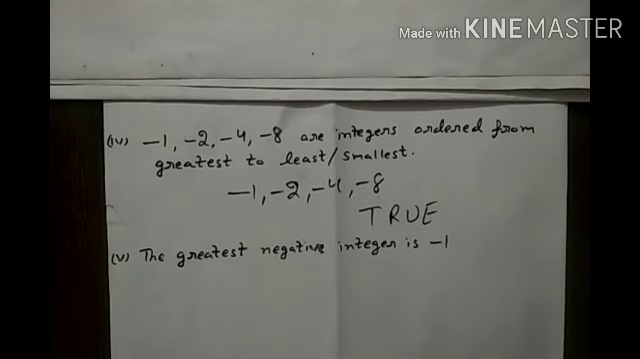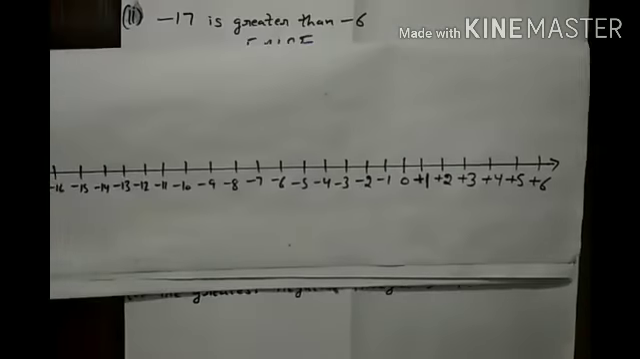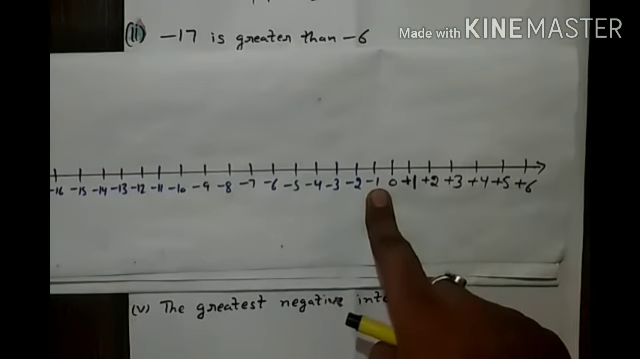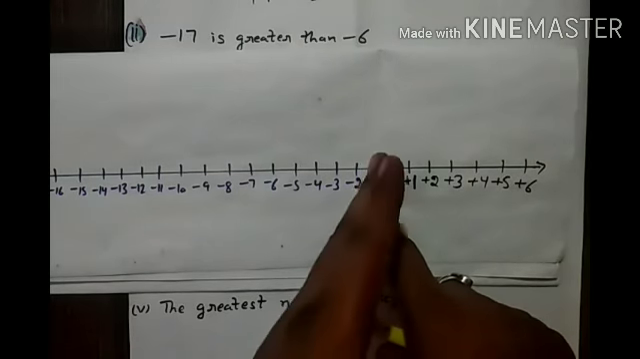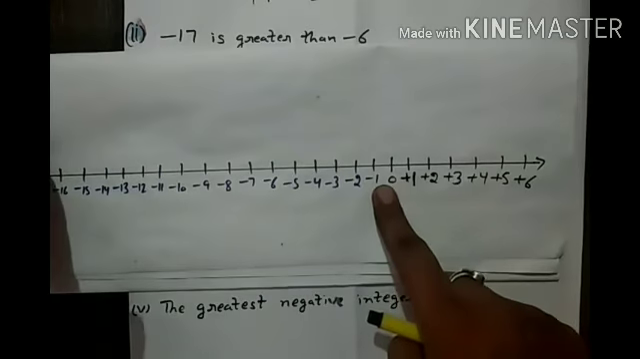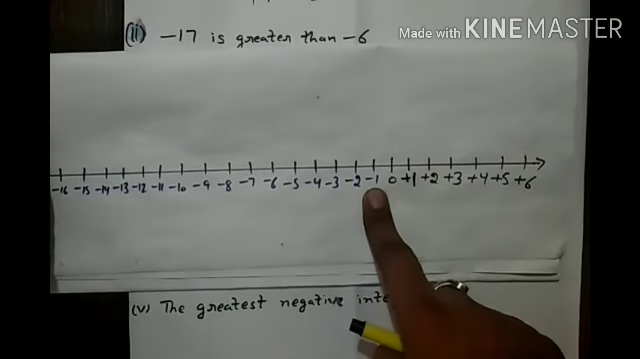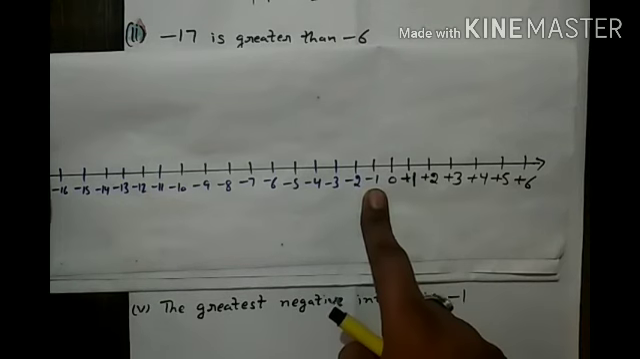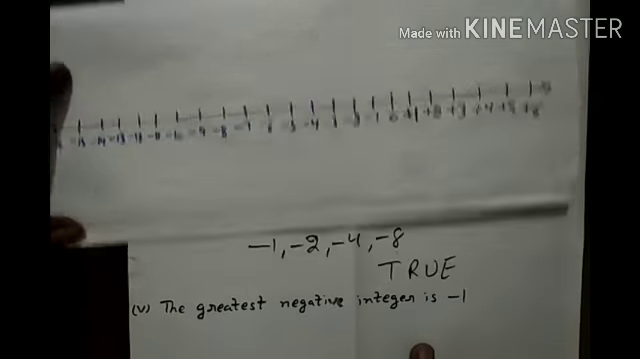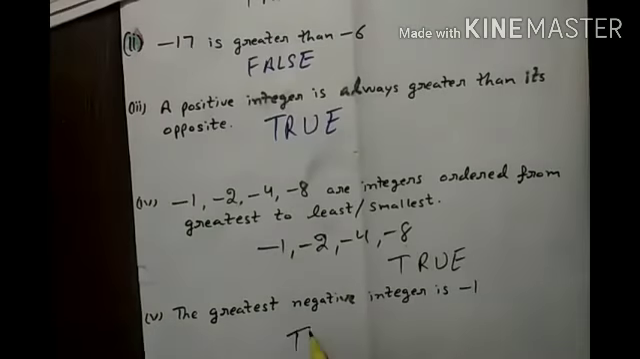Now the greatest negative integer is -1. Yes, this is true. And how you can see that the first negative integer is -1. After that, all the negative integers are on the left hand side of -1. Therefore, -1 is on the right hand position in the group of negative integers. Therefore, -1 is the greatest negative integer. Therefore, I will write this is true.